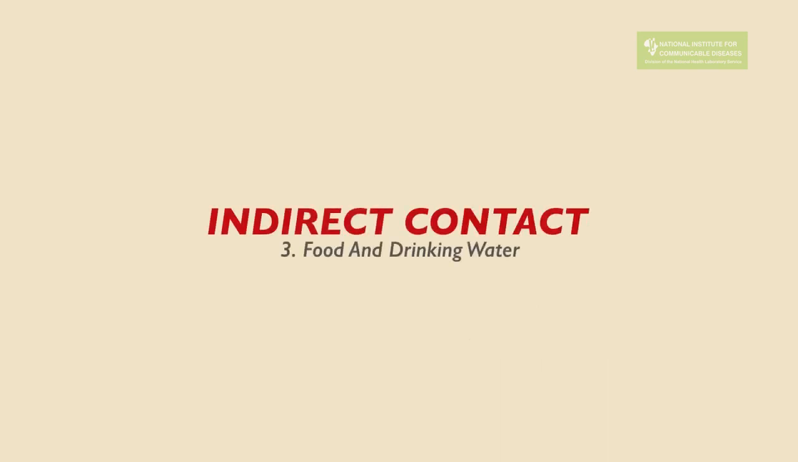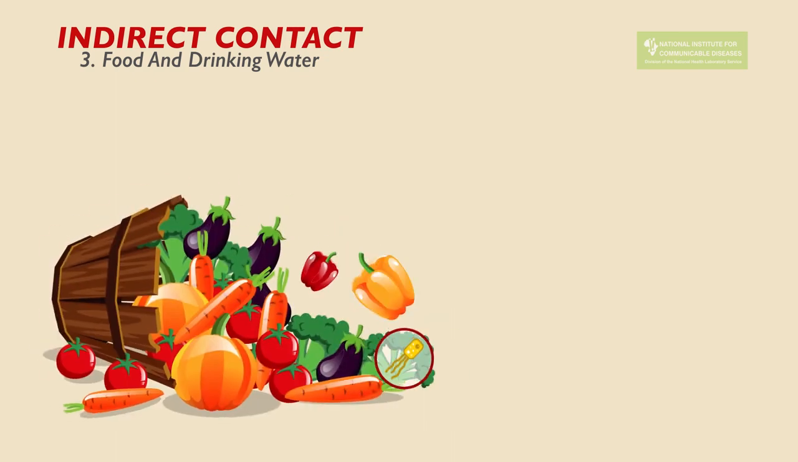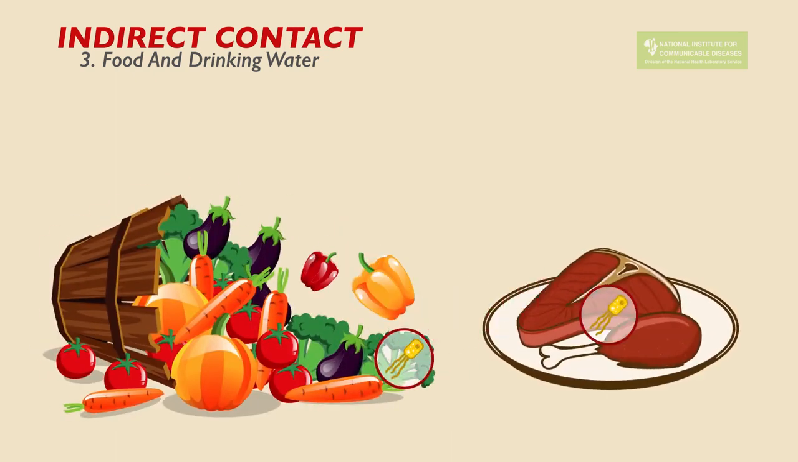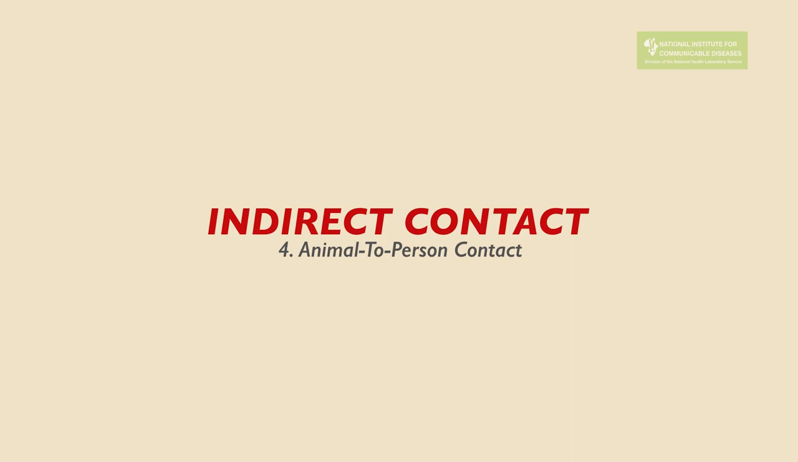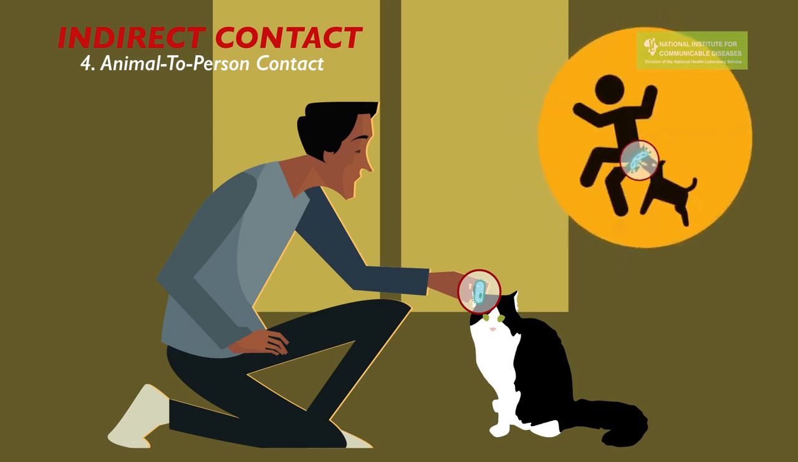Food and drinking water. Infectious diseases can be transmitted via contaminated food and water. E. coli is often transmitted through improperly handled produce or uncooked meat. Animal-to-person contact. Some infectious diseases can be transmitted from an animal to a person. This can happen when an infected animal bites or scratches you, or when you handle cat waste.